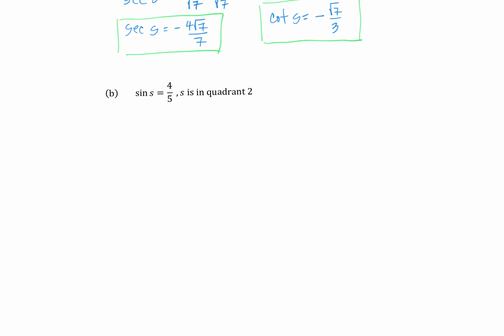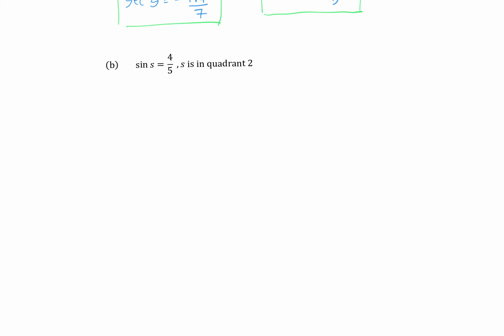Our last example in this section is going to be given the value that sine of S is equal to 4/5, and we know that S is going to be in quadrant 2, but that's all we have. We don't have cosine or any of those values. So let's go ahead and find the other values. Well, since I have sine, I know that I'm going to have its reciprocal, which is going to be cosecant. I get that right away. I have cosecant of s is going to be the reciprocal 5 over 4.